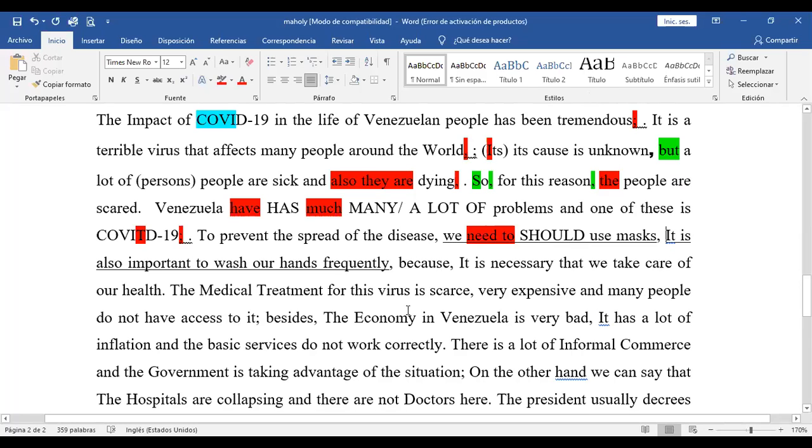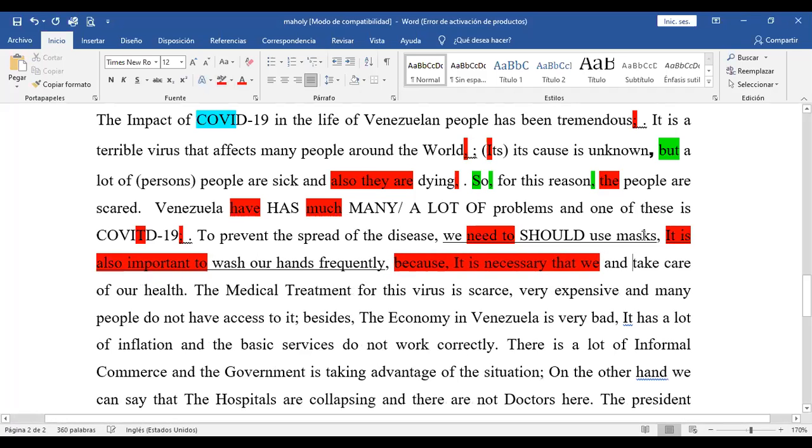I would prefer to write it like this. To prevent the spread of the disease, comma, we should use masks, comma, wash our hands frequently, comma, and take care of our health. Okay. Ajá. Esto no sería. Wash our hands frequently and take care of our health. Or, sí, ahí ese because no. Que ese take care sería como la de social distancing, algo así, ¿sí, Maoli? Más o menos. Yes, yes, exactly.